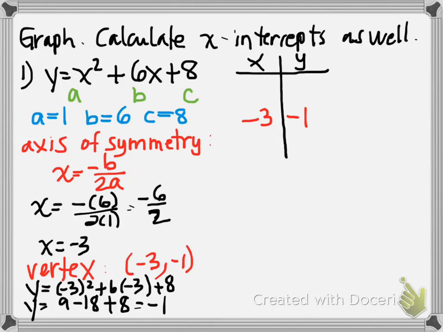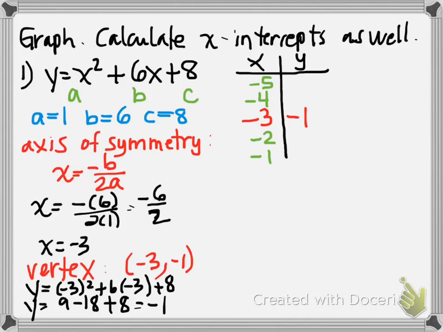So how I do it is I figure out one number that's greater than the x-coordinate of the vertex. So one greater than negative 3 is negative 2. And then I pick one that's one less than negative 3, so that'd be negative 4. And then 2 greater than negative 3 is negative 1. And 2 less than negative 3 is negative 5. So those are the x's I'm going to choose.